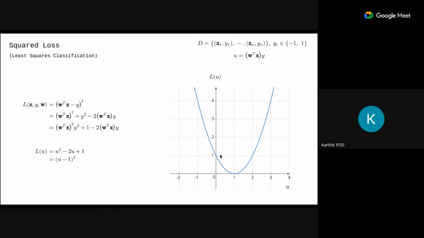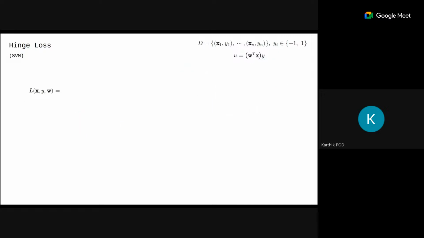For example, the moment u is greater than 0, you know that all points here are correctly classified. So u represents the outcome of your classification. Whenever it is positive, you have correctly classified, and whenever it is negative, these are all misclassified. So this region is the misclassified region. You notice the amount of error it is assigning to points that are correctly classified. It keeps on increasing, so this is a bad model to have. Okay, so that is squared loss.